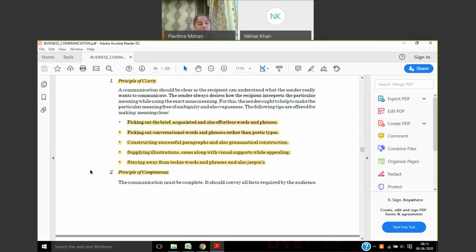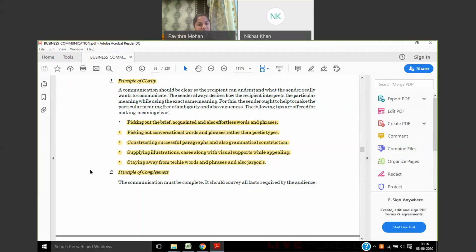Then it should be acquainted, that is 100% of the information should be provided, and I shouldn't use high end vocabulary, that is high end words. A simple word which is understood by the students or employees is what I should use. Picking out conversational words and phrases rather than poetic types. So here I'm going to use conversational words, that is I'm going to speak, and the other person is also going to speak. If that is the way, then it becomes easier to have a better conversation between the different levels of management, internal and external environment, and easier to convey the message and ensure the final organization goal is reached.